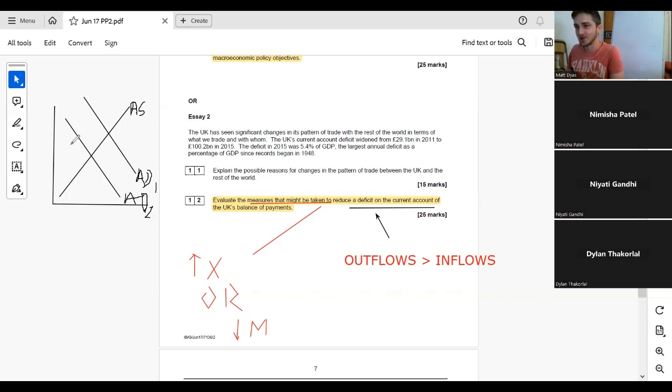Anyway, okay, so increase income tax. AD will decrease, correct, well done, Niati, as consumption will decrease. And then this is going to, oh, I thought that was a straight line. So this is going to reduce GDP from Y1 to Y2. I'm going to draw the rest of it in just to save time. That's all I want to focus on here.